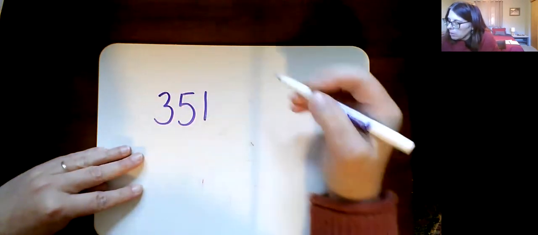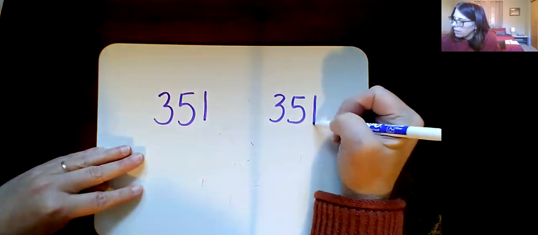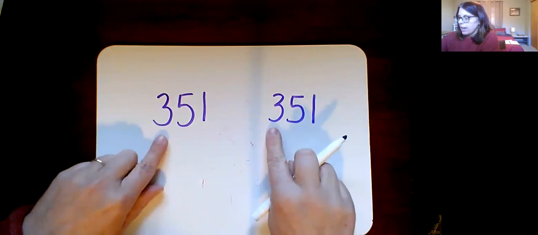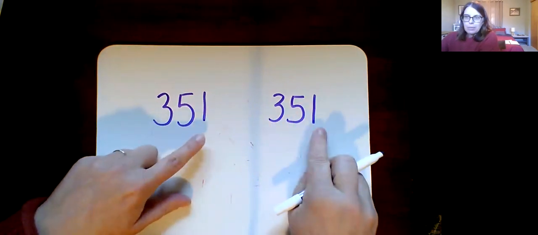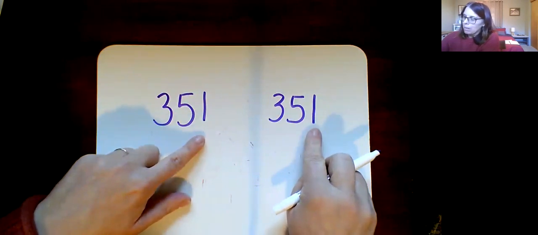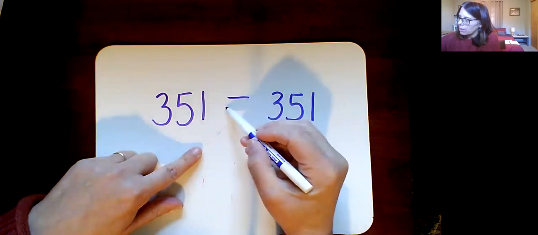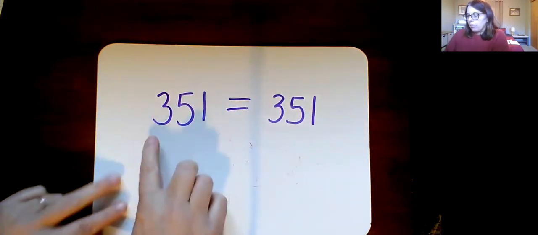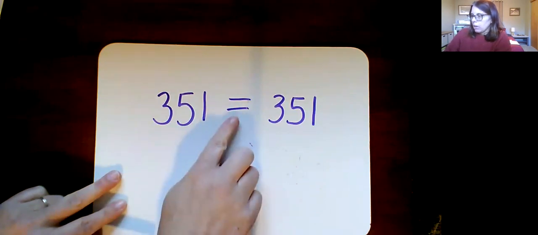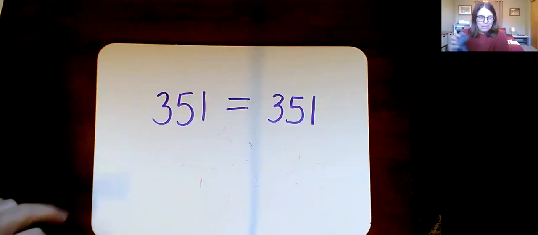Let's do this one together. Okay, let's look at the hundreds. Same. Let's look at the tens. Same. Let's look at the ones. Same. Holy smokes. What needs to go here? Equal, right? They're the same. So an equal sign goes there. 351 equals 351. They're the same.